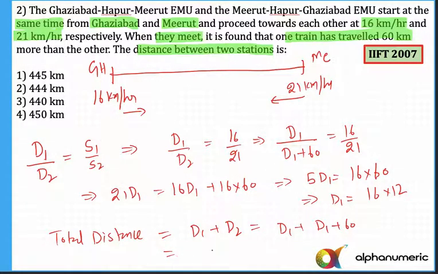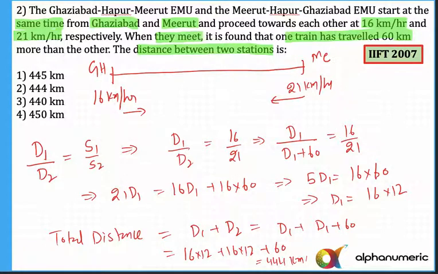So just substitute the values. I can say d1 plus d1 plus 60. So that is 16 into 12, plus 16 into 12, and plus 60. If you solve this, you'll get your answer, which comes out to be 444 kilometer. Alright, so 444 kilometer is the answer.